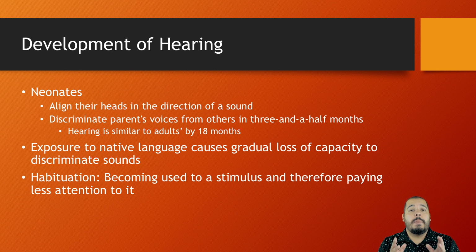By 3.5 months, they are fully able to discriminate sounds of their parents' voices. They are able to discriminate sounds in the primary language spoken to them and acquire language. However, as they learn the sounds of their native language, they gradually lose the ability to discriminate sounds of a different language.